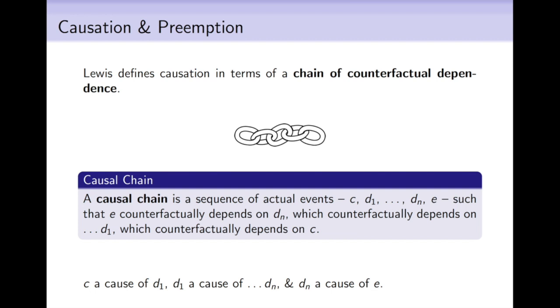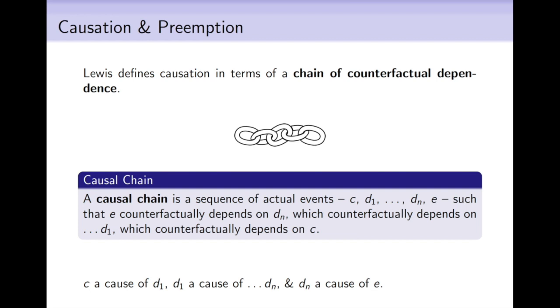So Lewis is cognizant of these sorts of examples, and so that's why he says it's not true that if you don't have counterfactual dependence, then automatically you don't have causation. What he wants to do, and we'll see how this works in a minute with respect to the deer example, is define causation not in terms of simple counterfactual dependence, but in terms of a chain of counterfactual dependence. So what's a causal chain, as he calls it, or a chain of counterfactual dependence?